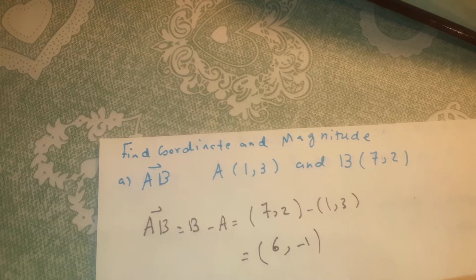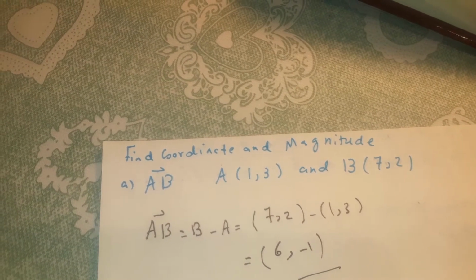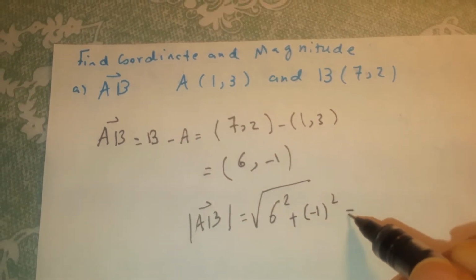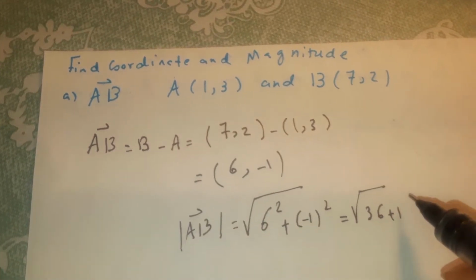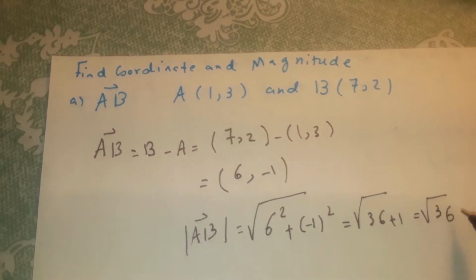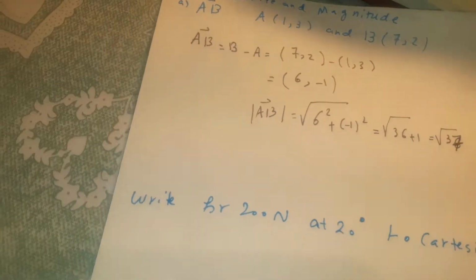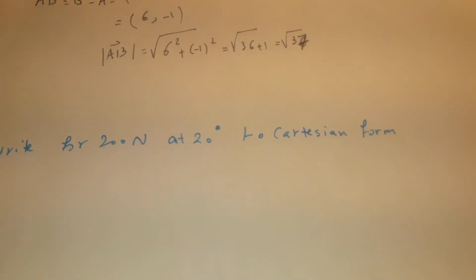The magnitude of AB is going to be the x component to the power of 2 plus the y component to the power of 2, equal to the square root of 37. So that's going to be the magnitude. So next question. Write the 200 Newton at 20 degrees in the Cartesian form.